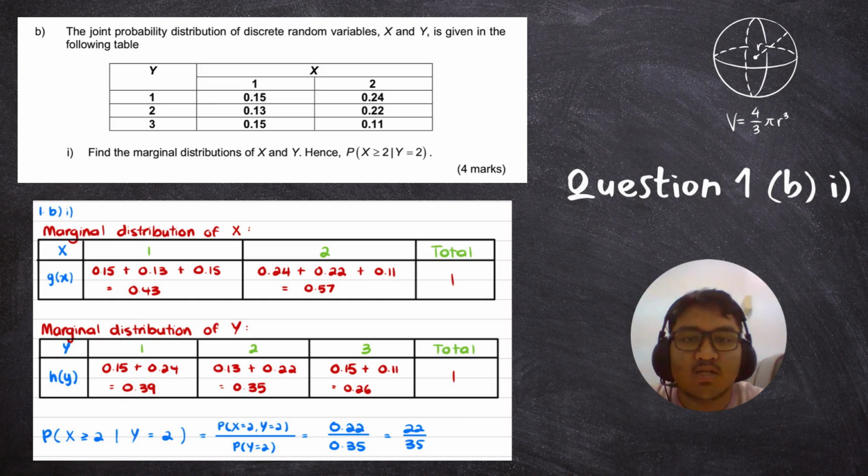Now to find the marginal distribution of Y, we add across each row of values of Y. So P(Y=1) gives 0.39, P(Y=2) gives 0.35, and P(Y=3) gives 0.26. Since X can only be 1 or 2, X greater than or equal to 2 means X is equal to 2. By solving it, we get that P(X≥2 | Y=2) is 22/35.